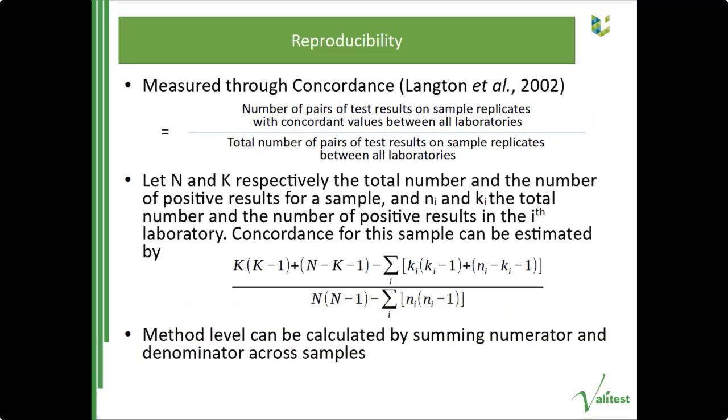To calculate concordance, let capital N and capital K respectively be the total number and the number of positive results for a sample across all laboratories, and Ni and Ki the total number and the number of positive results in the i-th laboratory. Concordance for this sample can be estimated by the formula on screen. Again, the method level of the concordance estimation can be calculated by summing numerator and denominator across samples and dividing the results to get the concordance for all samples.